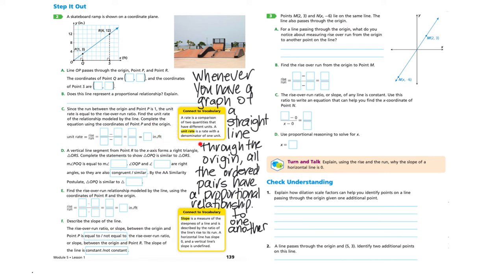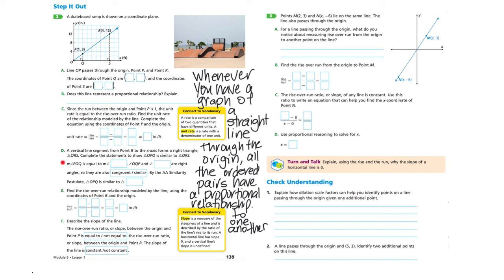So let's look at this connected vocabulary box as well. A rate is a comparison of two quantities that have different units. A really good example is miles per gallon. We talk about that a lot with cars. How many miles per gallon does your car get? So if I say my car gets 25 miles per gallon, that means for every 1 gallon of gas I have in there, I can go 25 miles. And a unit rate is a rate in which the denominator is 1 unit. So that's a good example of a unit rate as well. And that's what they're doing here, getting you to look at that unit rate.